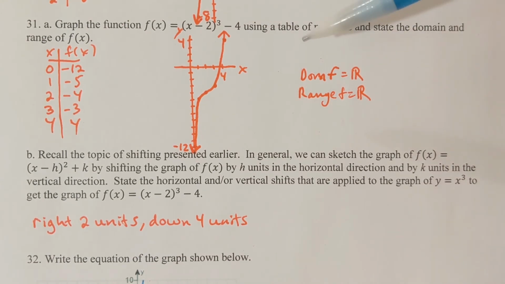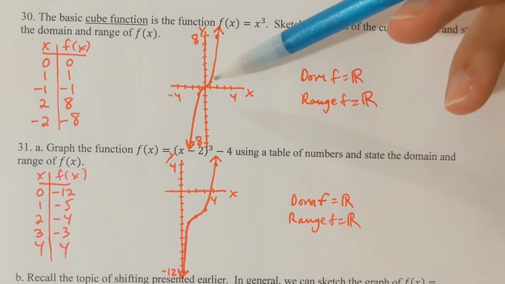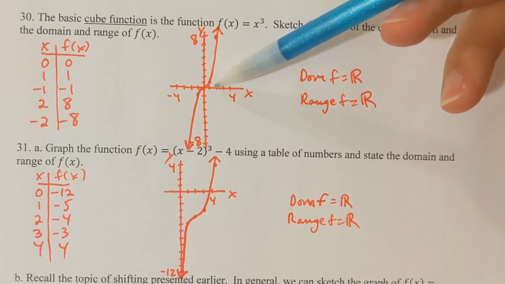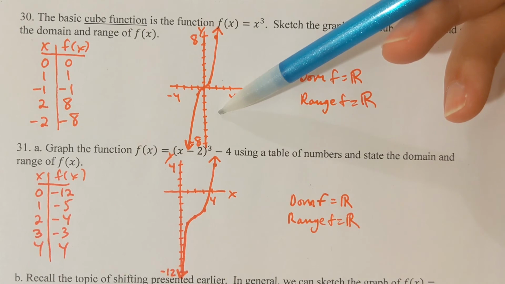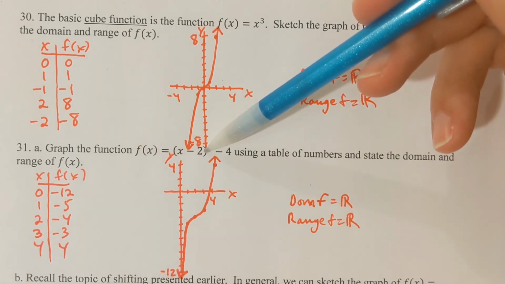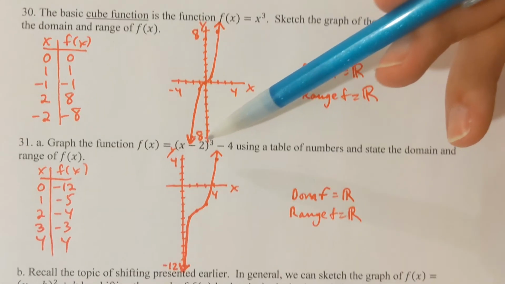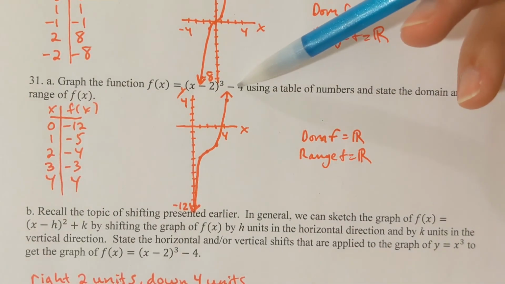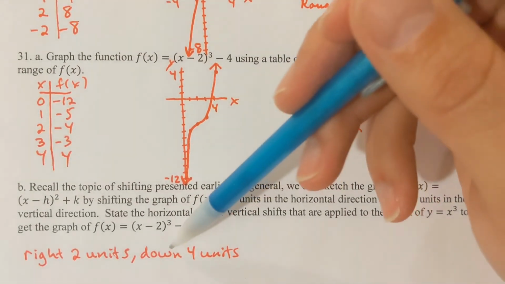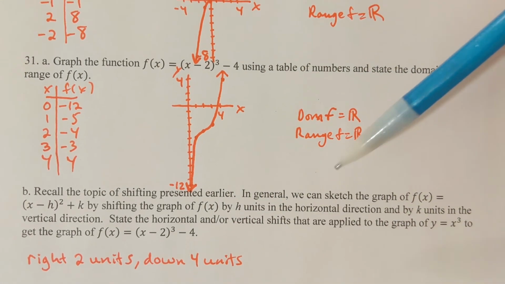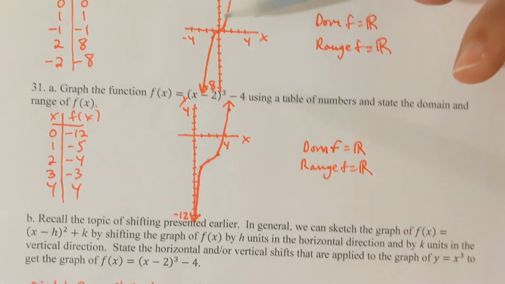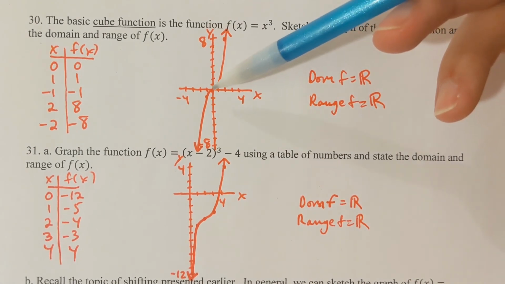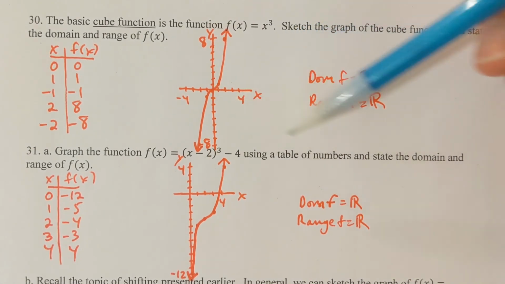So it looks like if we start with the original, we had to go 2 units to the right and then 4 units down. The minus 2 is what's causing the graph to go to the right 2 units. The minus 4 would be what's causing it to go down 4 units. So really I'm just relocating this basic function by moving all the points to the right 2 and then down 4.